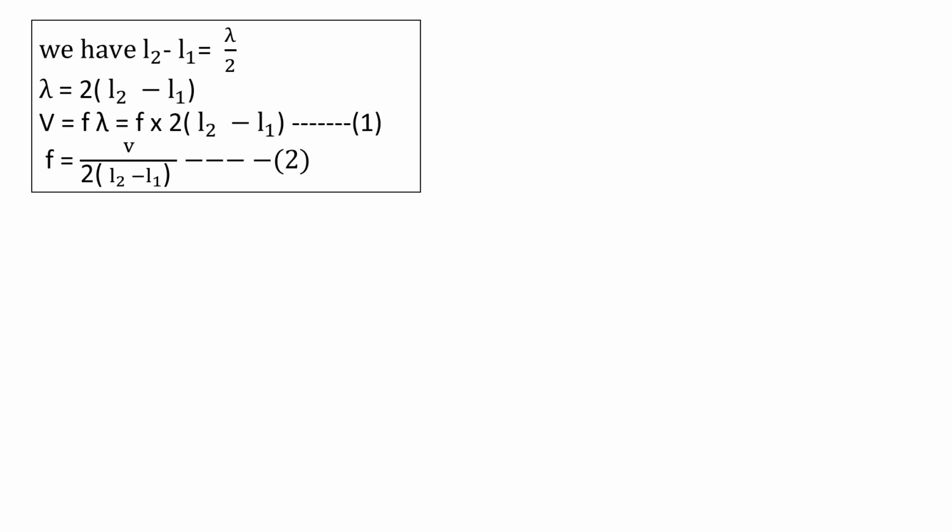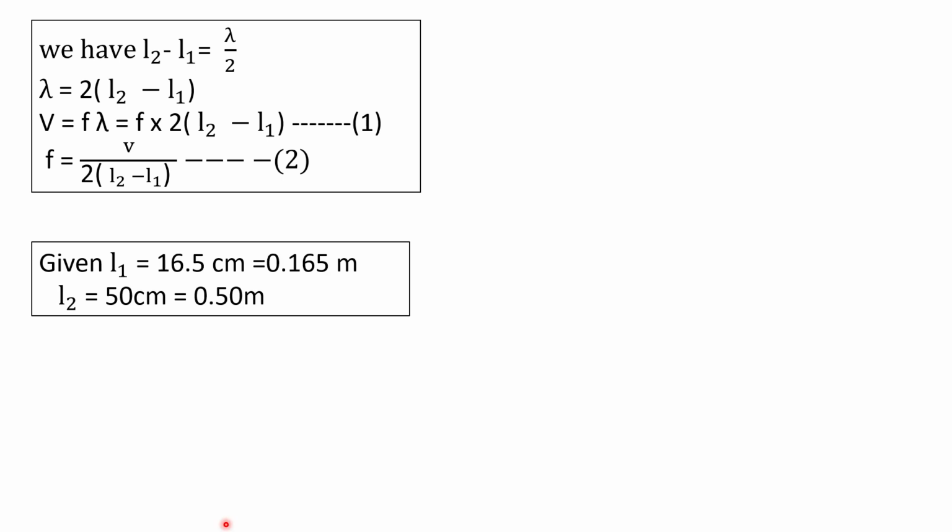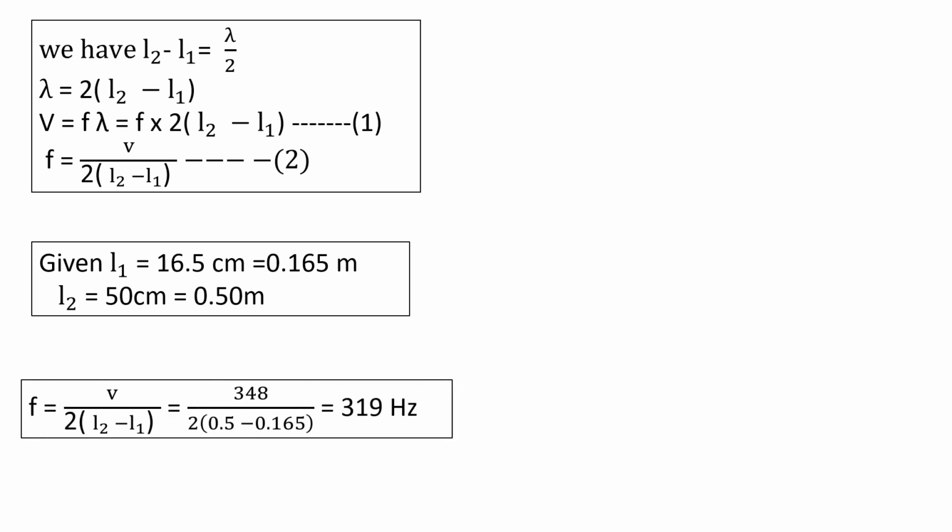In the given question, we have L1 is equal to 16.5 centimeter or 0.165 meter and L2 50 centimeter or 0.50 meter. Now we can substitute these values in the equation for F. F equal to V by 2 into L2 minus L1. V is velocity of sound, which is 348 meter per second. L2 is 0.5 and L1 is 0.165. On solving, we get the frequency of the tuning fork as 319 Hz.